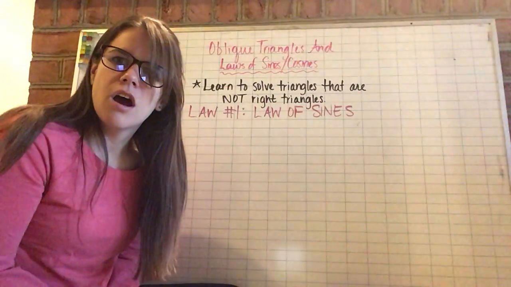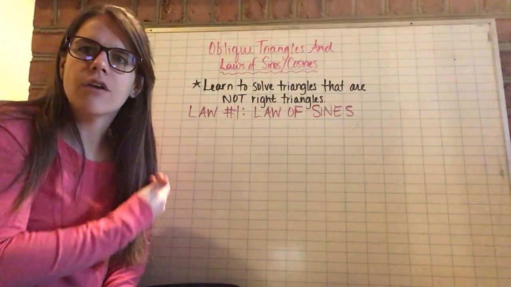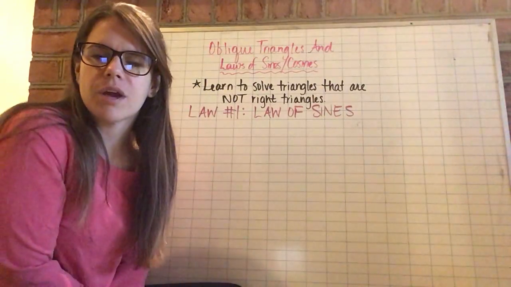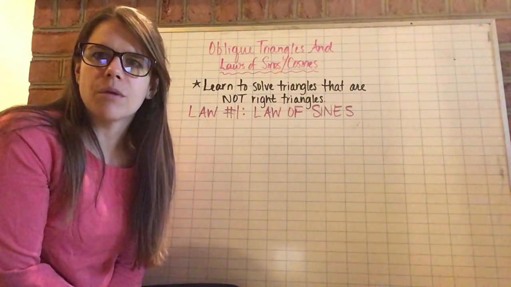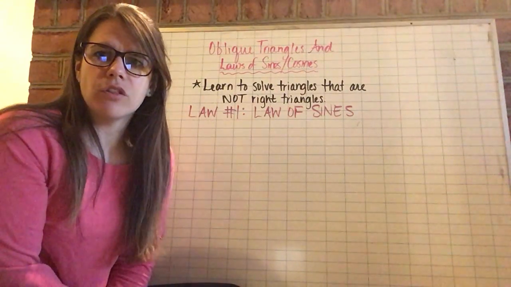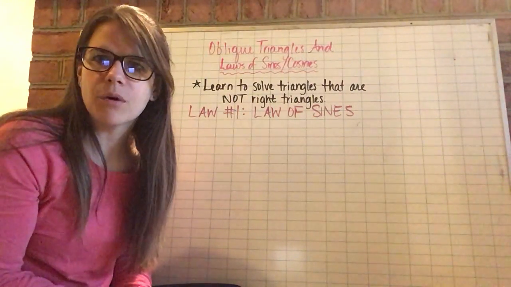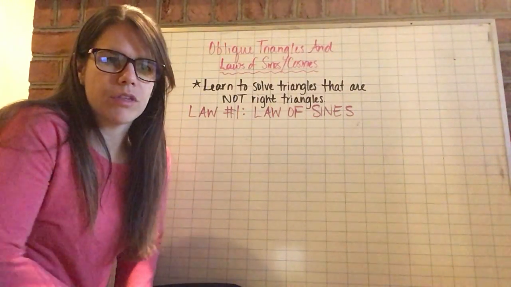Okay, so oblique triangles, they're just referring to triangles that are not considered right triangles, okay? So they can have acute or obtuse angles. And we are now going to branch out and learn how to solve them because up to this point, we've only dealt with right triangles. That's all we've thought about.